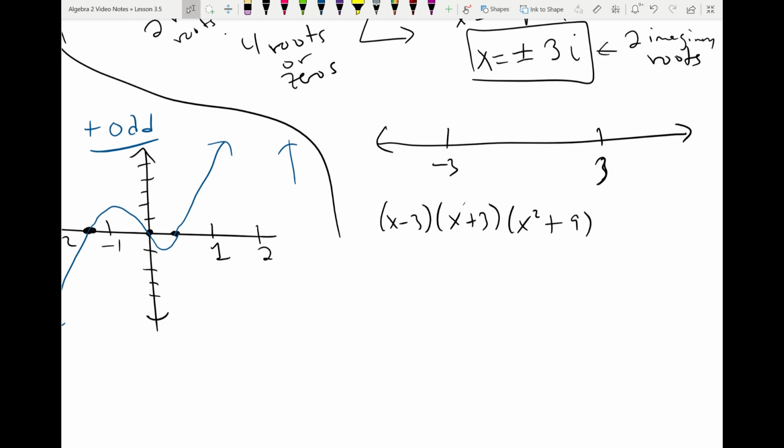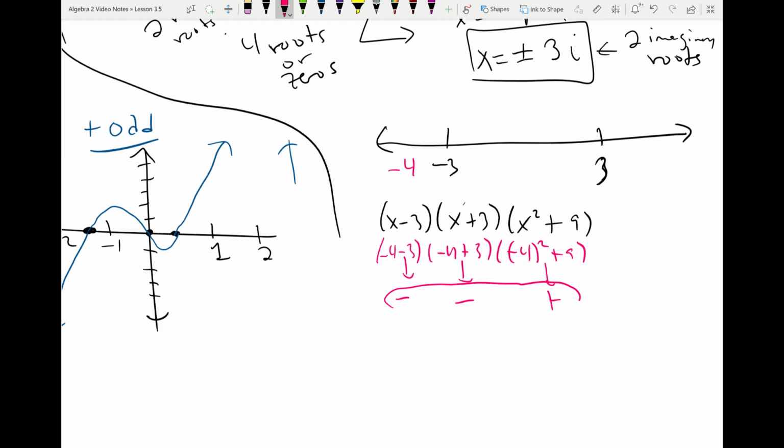Okay, so let's plug in a number like negative 4. If we plug it in for x, we get negative 4 minus 3, negative 4 plus 3, negative 4 squared plus 9. So this is going to be negative, this is going to be negative, this is going to be positive. Negative times a negative is a positive, and then a positive times a positive is a positive. So this is going to be positive.